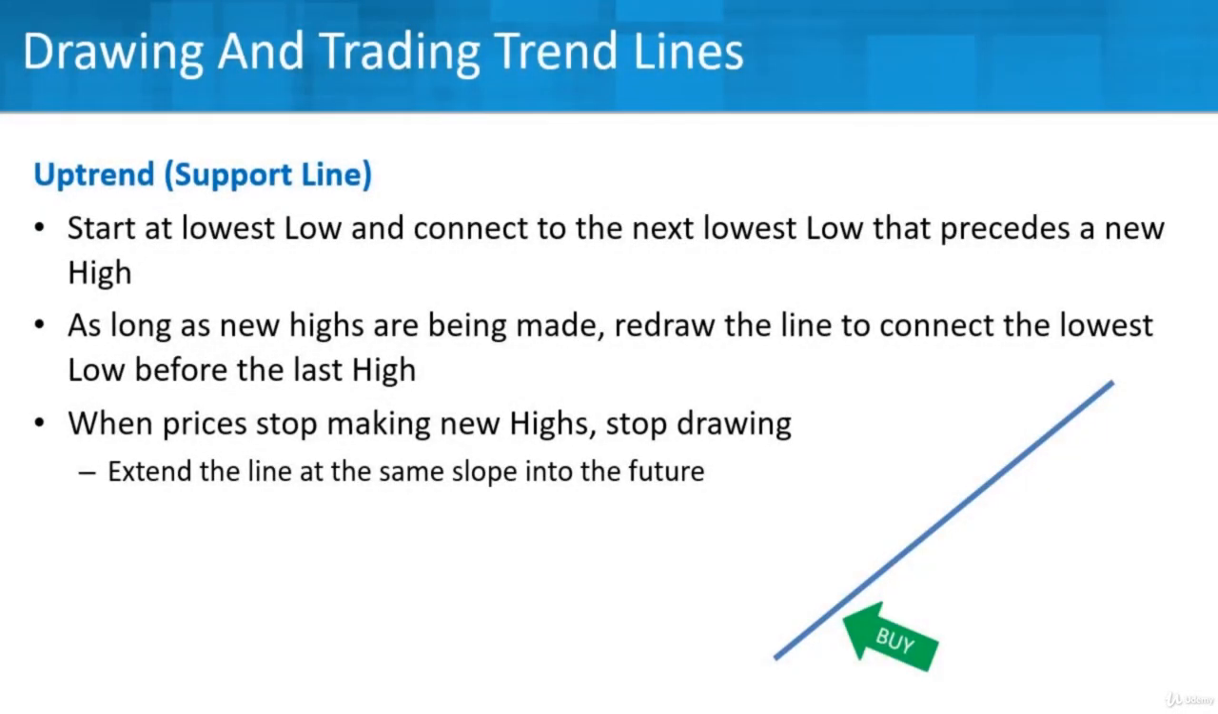When you're drawing an uptrend trend line, that's really your support line, right? You're looking at your lowest lows, and you're going to connect to your next lowest low that precedes a new high. Okay, I'm just going to cover these three bullets real quick. It makes much more sense when we look at the graph. But the idea is that as long as new highs are being made, you redraw the line to connect the lowest low before the last high, and when prices stop making new highs, then you stop drawing, and you extend that line at the same slope into the future.